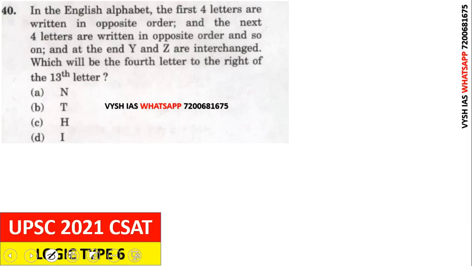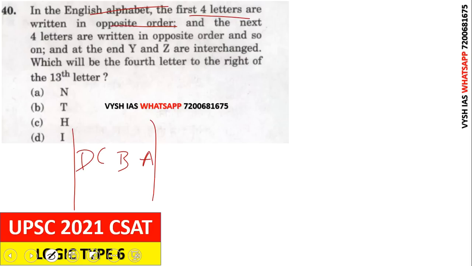Now again, in the English alphabet, the first 4 letters are written in opposite order and the next 4 letters are written in opposite order and so on, and at the end Y and Z are interchanged. Which will be the 4th letter to the right of the 13th letter? They have made it look very complicated, but it's very easy. In the English alphabet, the first 4 letters are written in opposite order, meaning A, B, C, D, in opposite order they have written.